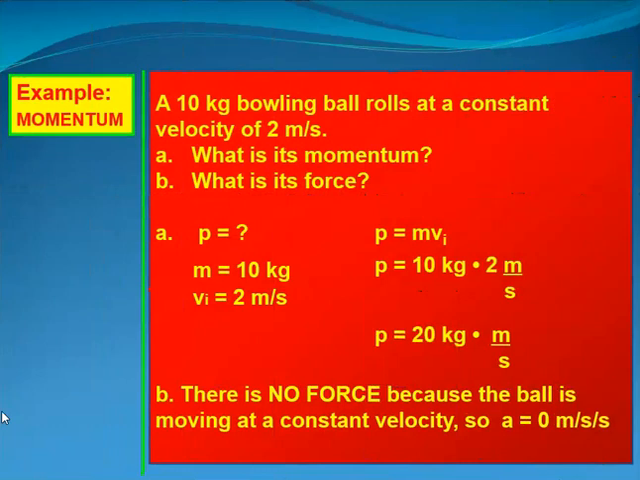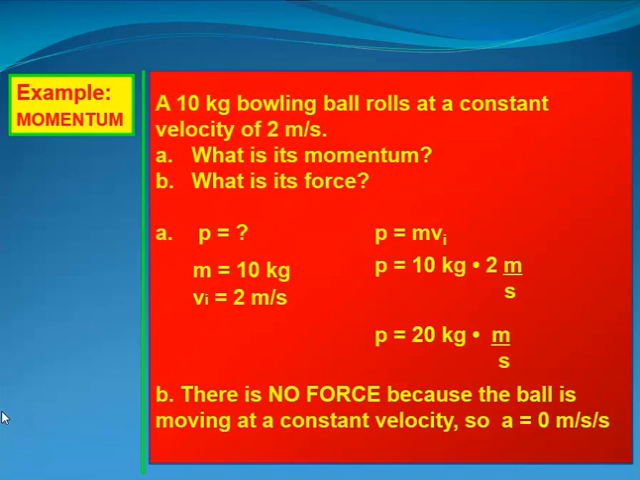So a 10 kilogram bowling ball rolls at a constant velocity of 2 meters per second. What is its momentum? So the momentum p equals question mark, mass equals 10 kilograms, instantaneous velocity is 2 meters per second. So the formula, it's just simply plug in the numbers and you get 20 kilogram meters per second.